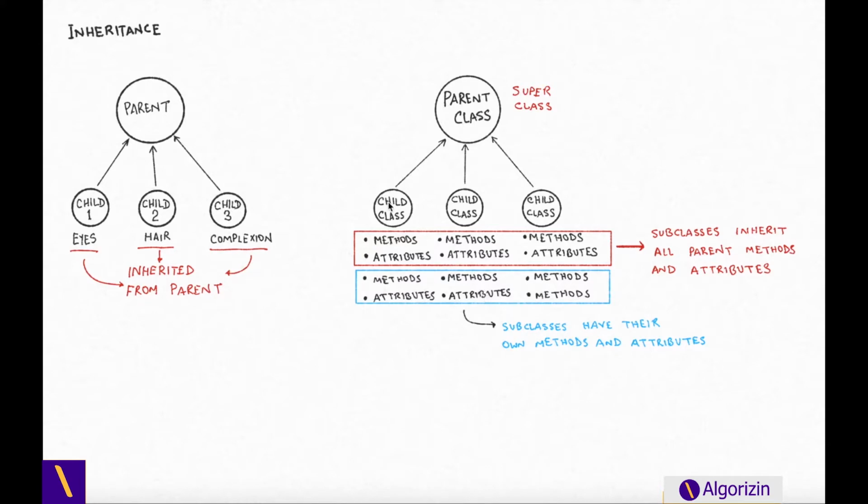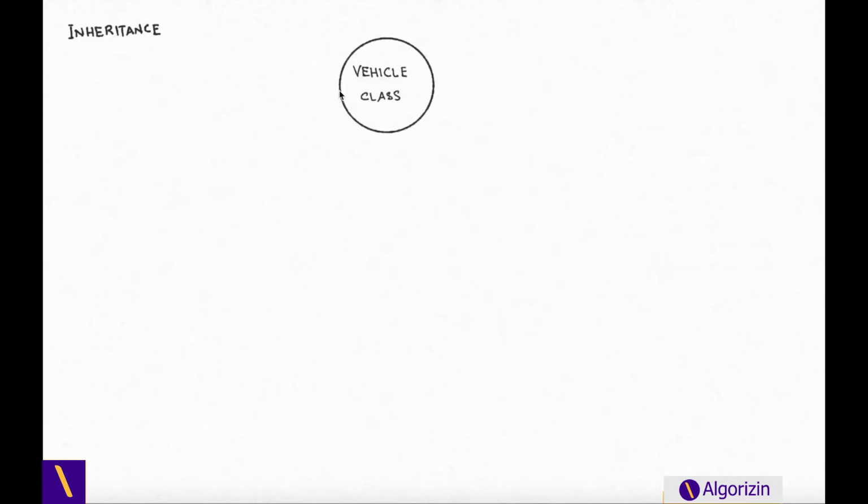So subclasses are more complex classes than their parent class. So why do we do this? Why do we design our classes this way? The number one reason is less repetition of code, and it also gives us a better structure. Let's try and understand this through an example. We will look at examples of vehicles. Let's say we have a vehicle class.